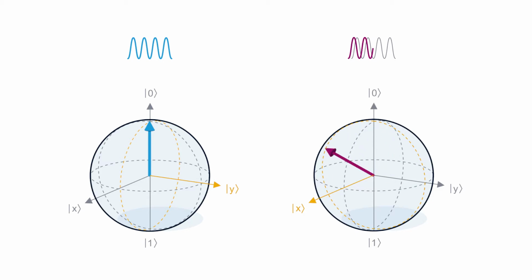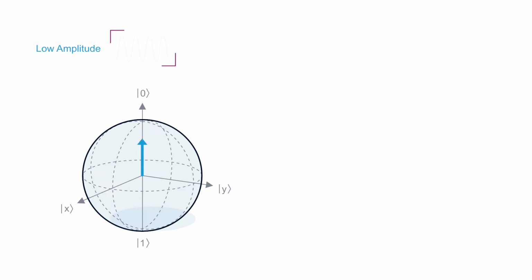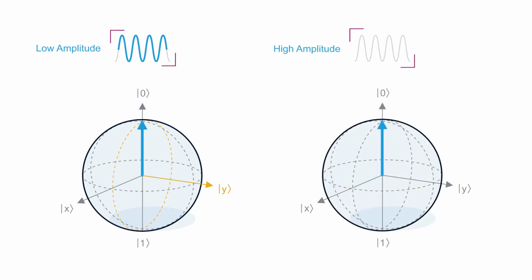For instance, before we were applying a cosine. Now we are applying, for example, a signal proportional to the sine in order to rotate around the x-axis. So, the phase of the microwave signal determines the axis of rotation. If we apply a certain amplitude to our microwave signal, the qubit will rotate in the Bloch sphere with a certain speed. If we increase the amplitude, the qubit will rotate faster, as shown here.